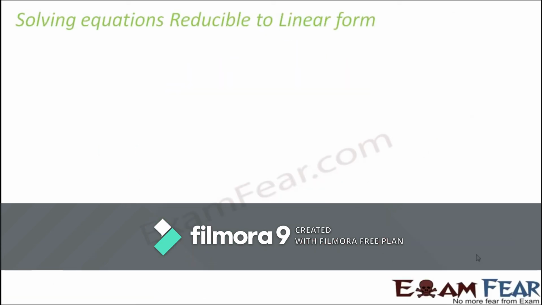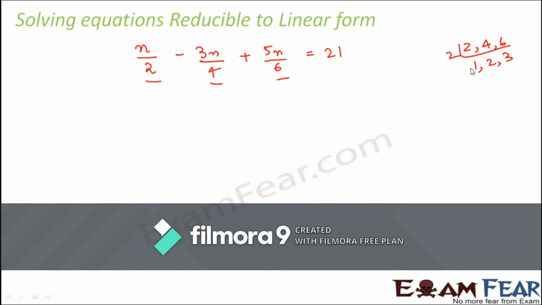So let's look at an example of one of these equations. Let's say you are given an equation like this: n by 2 minus 3n by 4 plus 5n by 6 is equal to 21. So this is of which form, type 1 or type 2? This is of the form type 2, so here we'll apply our tip 2. We have to find the LCM of the denominators. Here the denominators are 2, 4, 6. This is how we find the LCM, and the LCM comes out to be 12. 2 2s are 4, 4 3s are 12. So now multiply both sides by 12.